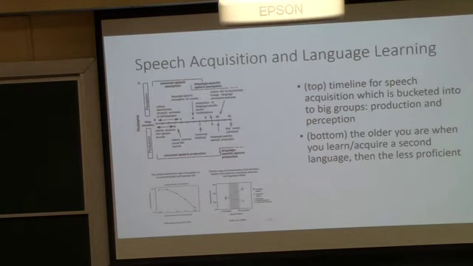Okay, so speech acquisition and language learning. The top is just a quick timeline of how you guys learn speech from age 0 to 12 months. The two important things, I think, are that speech is broken into two components, production and perception. And the bottom image basically shows that the older you are when you learn or acquire a second language, the less proficient you're probably going to end up being.